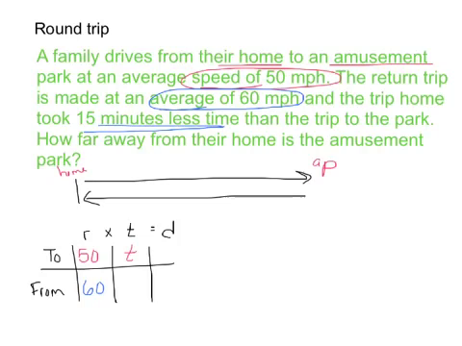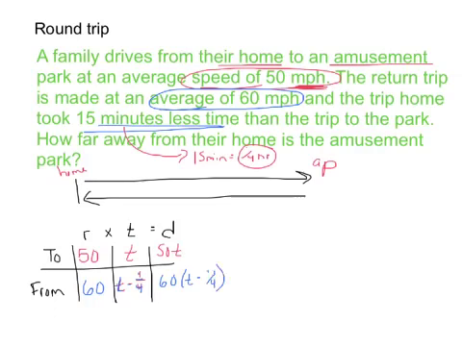Now what's going to be important here is since I'm giving the rate in miles per hour, I can't have minutes. I need to know that 15 minutes is going to be the same thing as a quarter hour. So I'm going to need to use this 1/4 hour as opposed to using 15. So it took 15 minutes less, a quarter of an hour less time. So if I multiply those out together, okay, I'm going to have 50t for the distance to, and 60 times t minus 1/4 for the distance home.